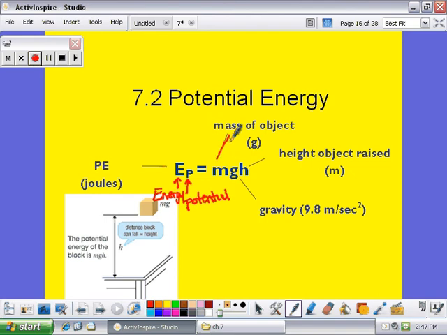M is for mass of the object, G is for the gravity, and gravity, which Newton found, is 9.8 meters per second squared. So that is a given. Anytime you have to use gravity, you're always going to use this number. And then you have the height of the object. If the object is not raised at all, it'll be 0. And of course, that is measured in meters. And because we are looking for potential energy, when we solve, we are going to write our answer in the units of joules, as we referenced before.